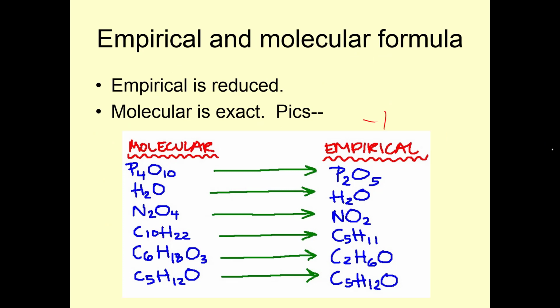So how about that? Empirical and molecular formula. Empirical is reduced. Molecular is exact. Molecular, this is the exact formula. Hey, look. I can reduce that. Divide both by 2. Hey, this is the exact formula. Uh-oh, I can't reduce it. Sometimes they're the same. Hey, how about that? Whoa. This one, N2O4, I can reduce that. So the empirical is the reduced formula. Molecular is the exact. All right.